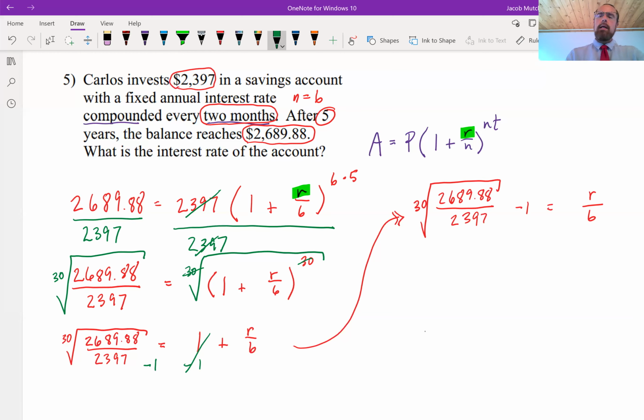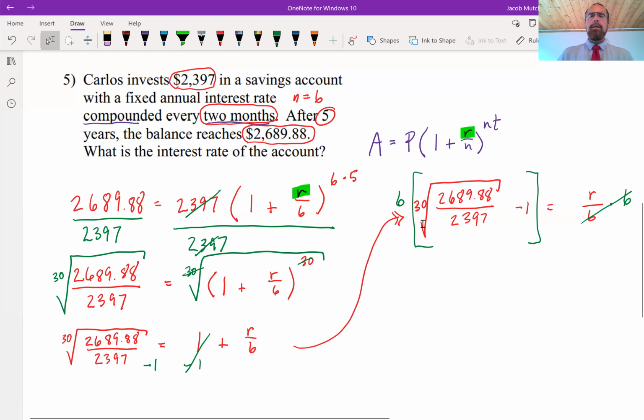So to solve here, the last thing I need to cancel on the right is that 6. I'll do so by multiplying by 6. And I'm going to multiply that entire left side. So again, I've solved for R. I've built up the left side. So I just need to record it and input that entire left expression into the calculator. So we'll head over to Desmos to make that calculation.